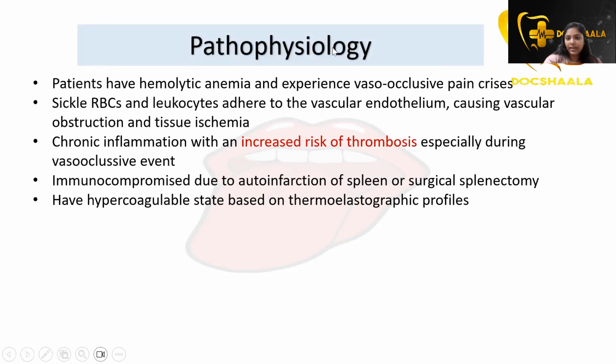Patients have hemolytic anemia, of course, and these sickle RBCs and leukocytes adhere to the vascular endothelium causing vascular obstruction and tissue ischemia. Chronic inflammation with an increased risk of thrombosis occurs in this vaso-occlusion. The individual is also immunocompromised due to autoinfarction of the spleen or surgical splenectomy, and has a hypercoagulable state based on thromboelastographic profiles.